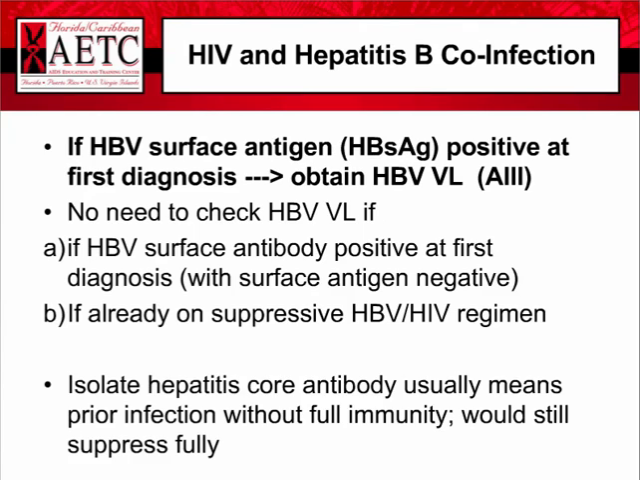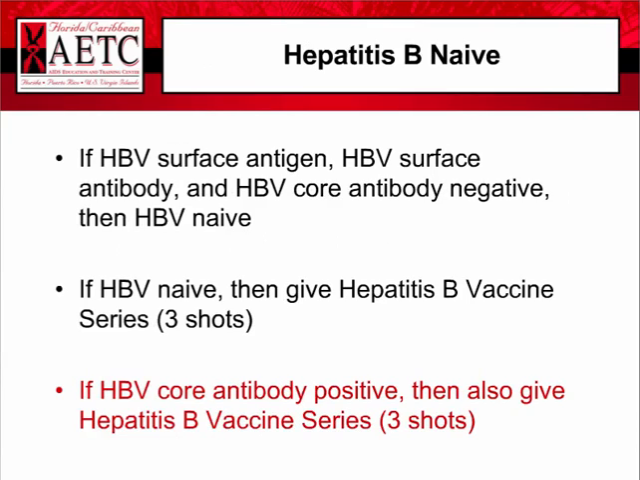Remember, a hepatitis B core antibody by itself usually means prior infection, and that we're not able to see immunity because the immune system is weak. So I would still put them on a suppressive regimen and would still actually give the vaccine. This is a common management question. Yes, please give them 3 shots.